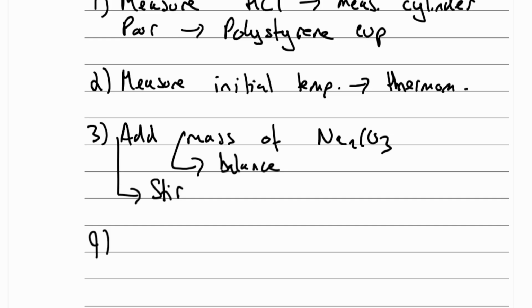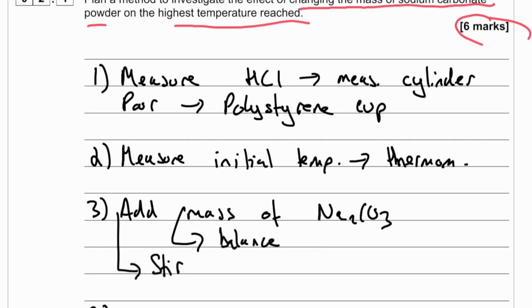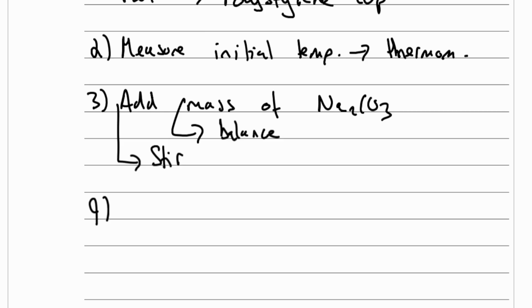What do we do once the reaction is going? Well, you can use the question. We want to measure the highest temperature reached. Okay, so we just monitor the temperature and measure the highest temperature reached. And once again, we want to give detail of how we measure that temperature, and it's the same as before. We're going to use a thermometer.